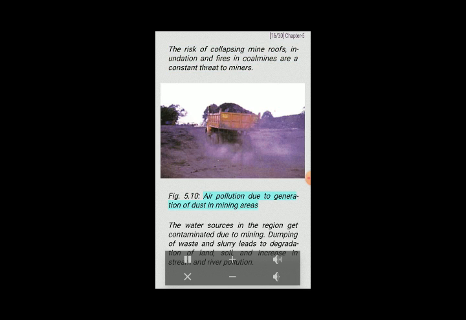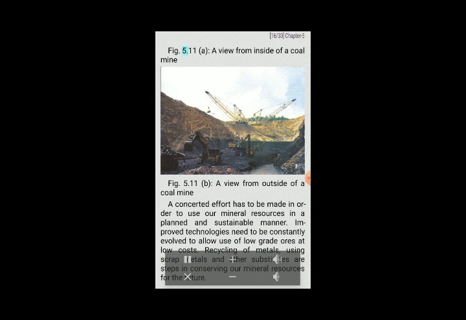Fig. 5.10. Air pollution due to generation of dust in mining areas. The water sources in the region get contaminated due to mining. Dumping of waste and slurry leads to degradation of land, soil, and increase in stream and river pollution. Fig. 5.11a. A view from inside of a coal mine. Fig. 5.11b. A view from outside of a coal mine.